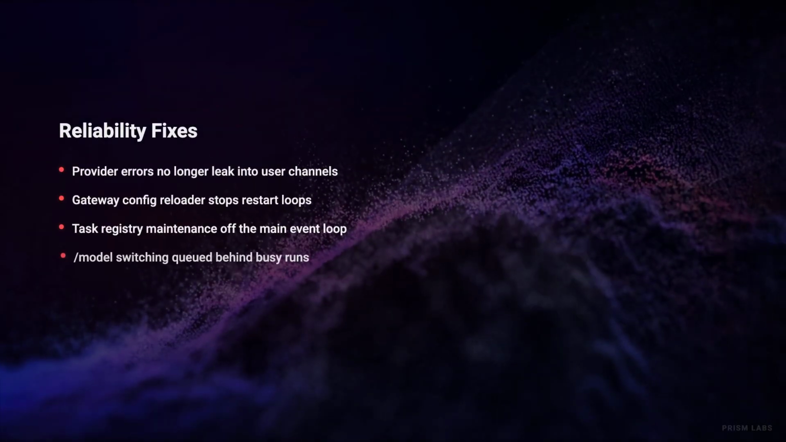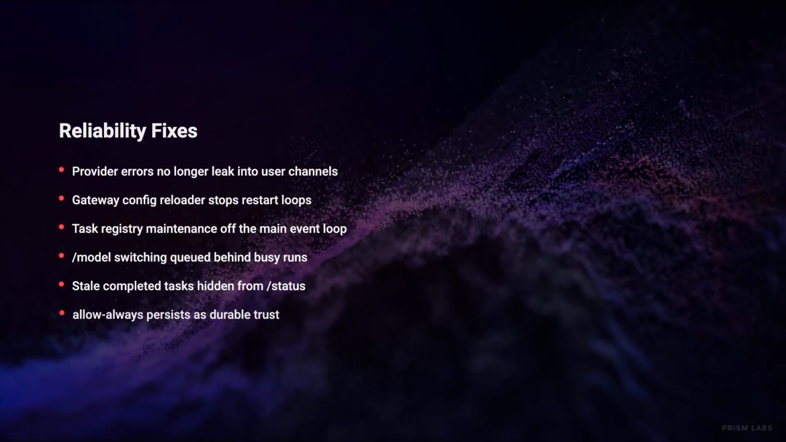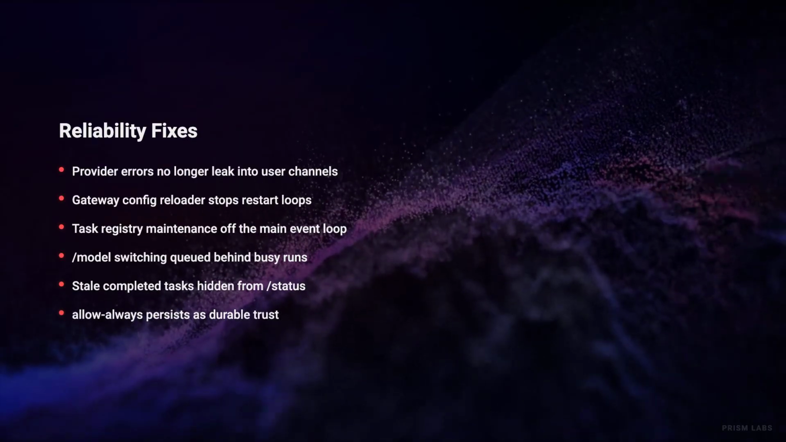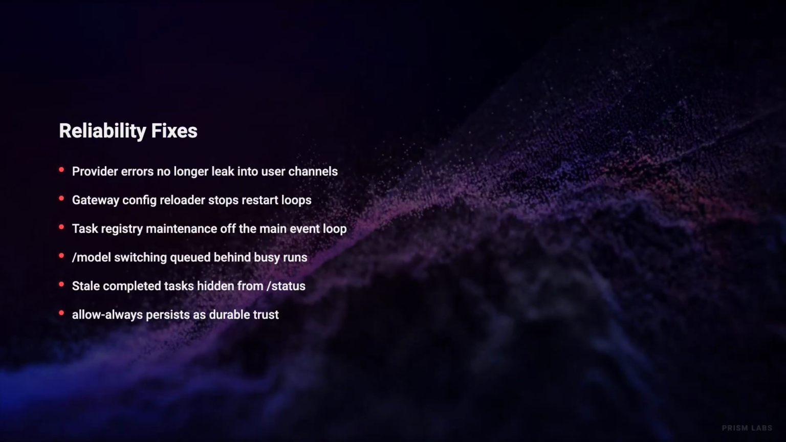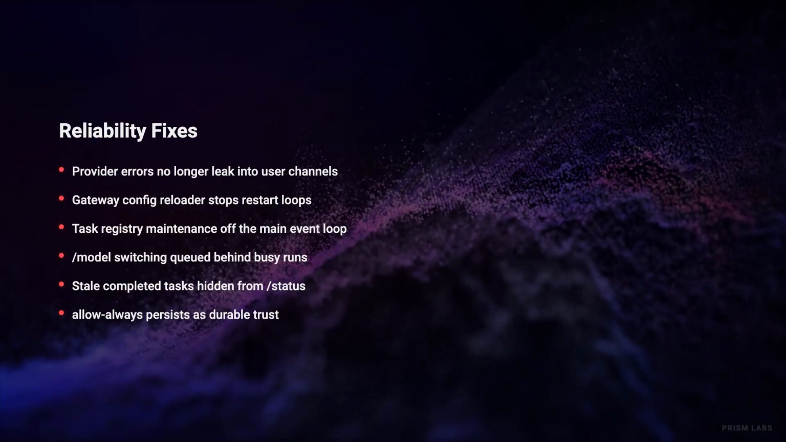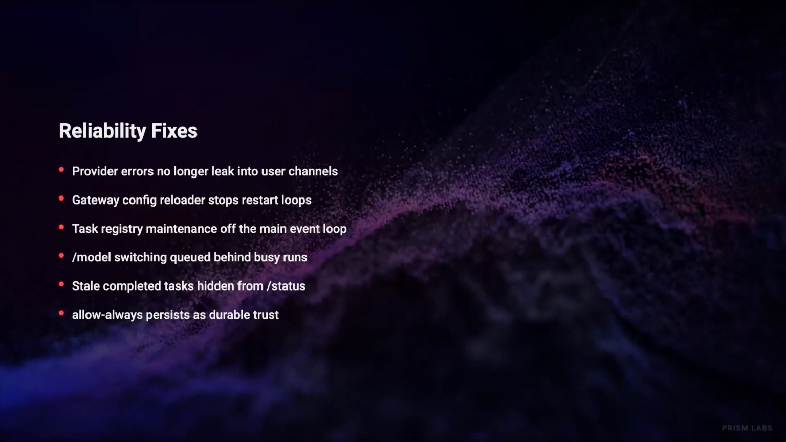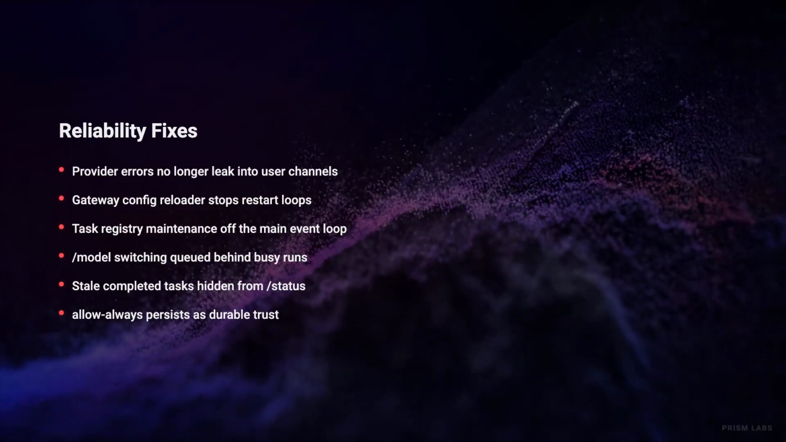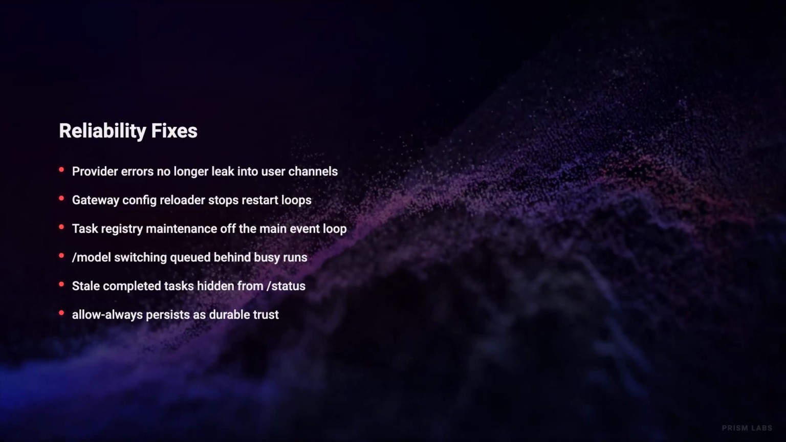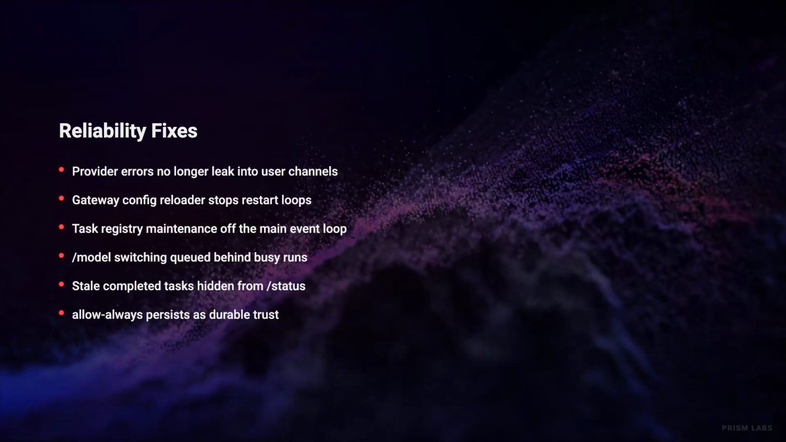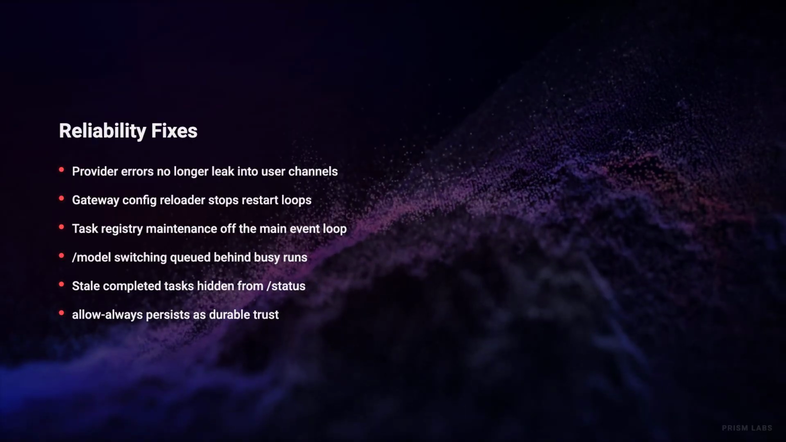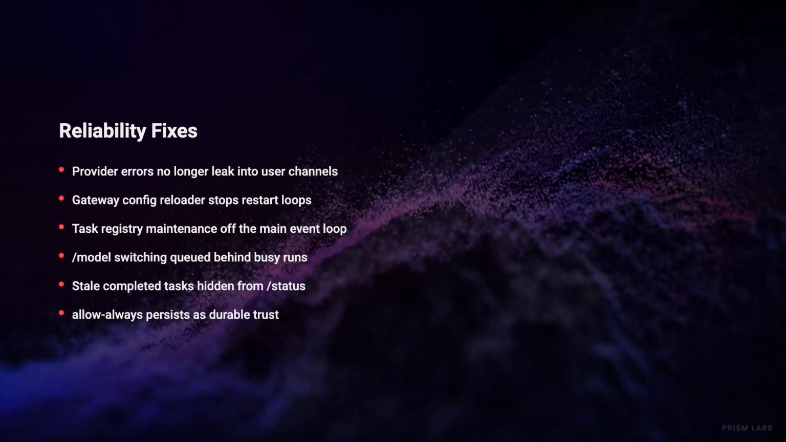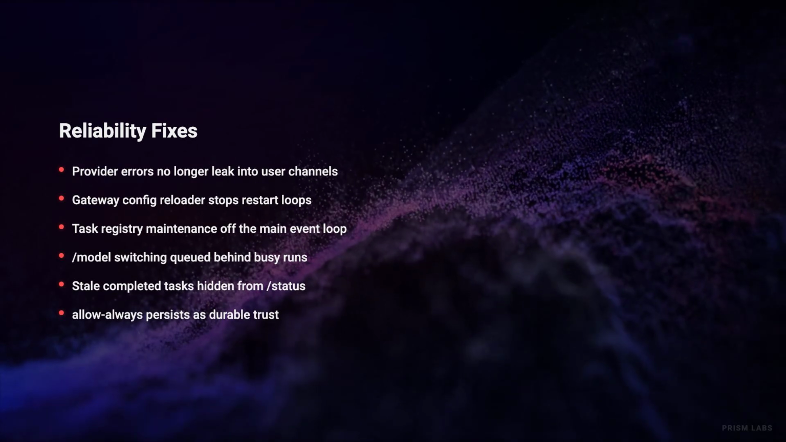3 critical reliability issues are fixed. First, raw provider failures no longer leak into external channels. If your LLM provider returns a 500 error or times out, users in Telegram, Discord, Slack, or any other channel used to see the raw error message, sometimes including stack traces, API keys and headers, or internal service names. Now they get a clean, friendly retry message.